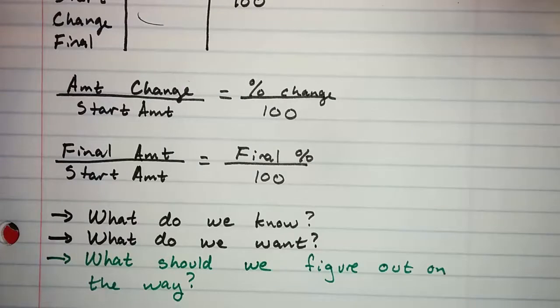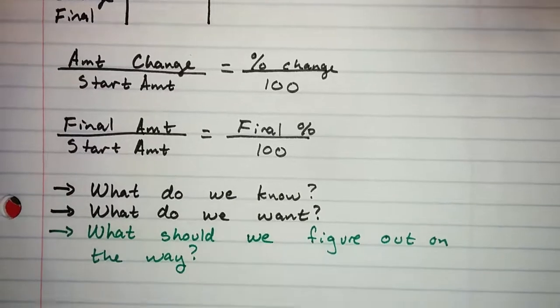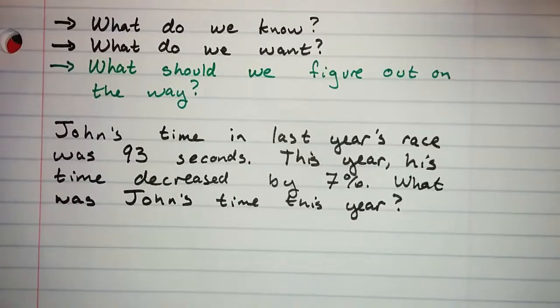So I'm going to just show you an example and approach it completely naively. And then in the next several videos, we'll see some examples with various arrangements of what we know and what we want. Suppose we know that John's time in last year's race was 93 seconds. This year, his time decreased by 7%, and we'd like to know, what was John's time this year?